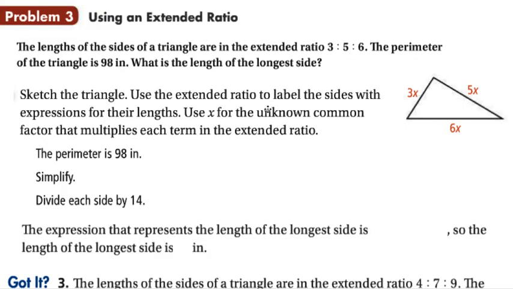So in this problem we're going to use the extended ratio to find the perimeter of a triangle. The lengths of the sides of a triangle are in the ratio 3 to 5 to 6. The perimeter is 98 inches. What's the length of the longest side?